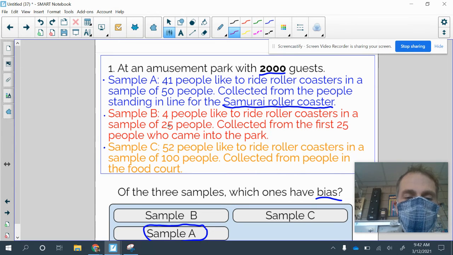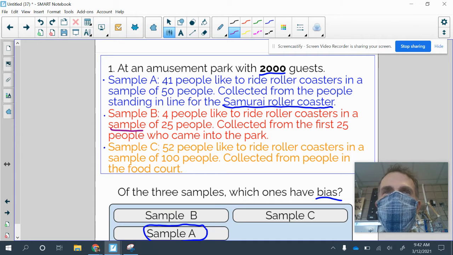Sample B, 4 out of 25 like to ride the roller coaster. They collected it from the first 25 people who came into the park. So to me, that has a little bit of bias, just a tiny bit, because it was a convenient sample. It was convenient to just sample the first 25 people who came into the park. Convenient samples sometimes have just a little bit of bias, and I feel like the first 25 people that came to the park were probably those gung-ho crazy people that love roller coasters and parks, so maybe there was a little, but definitely A has more.